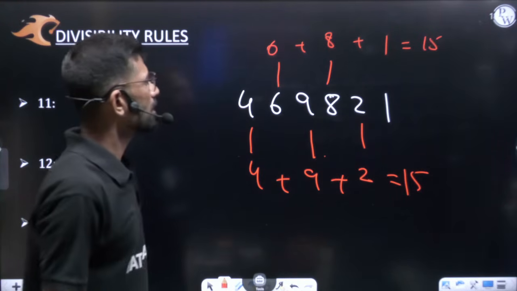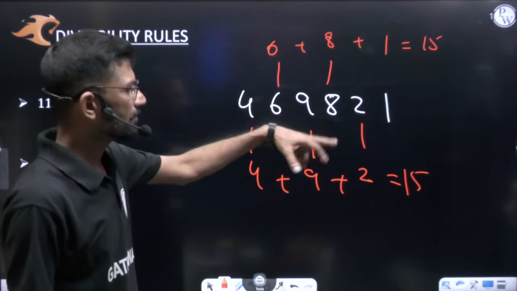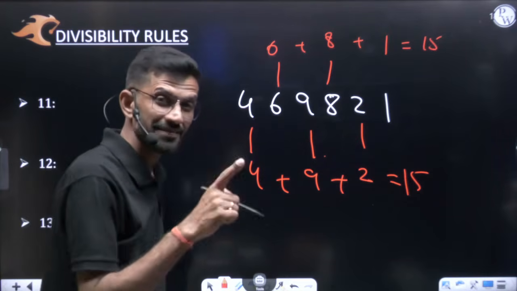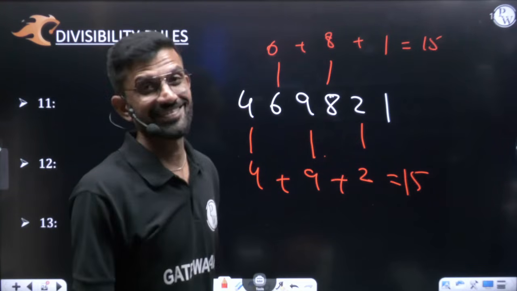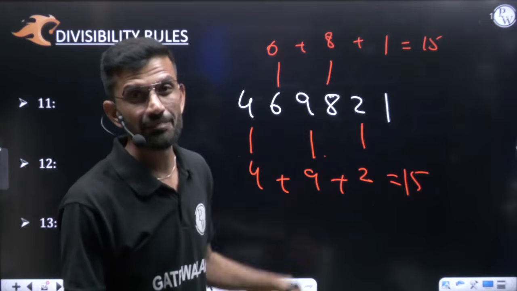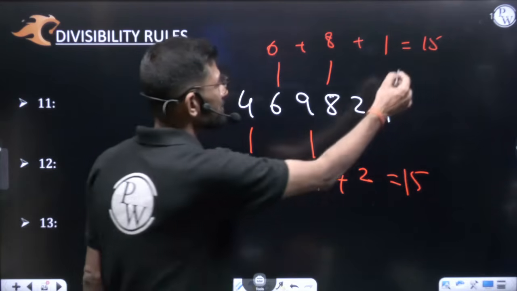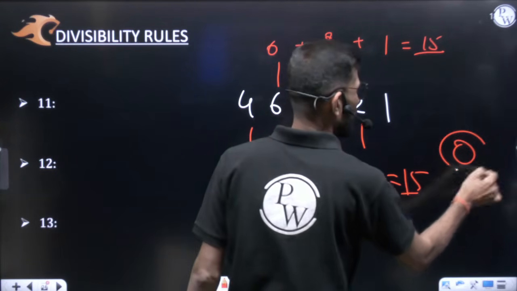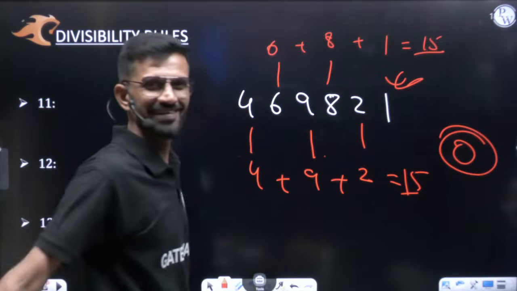Difference between them, how much are you getting? 0. If the difference is coming 0 or else a multiple of 11, the given number is divisible by 11. Here, the difference between this 15 and 15 you are getting 0. So this number is divisible by 11. You can check it out.